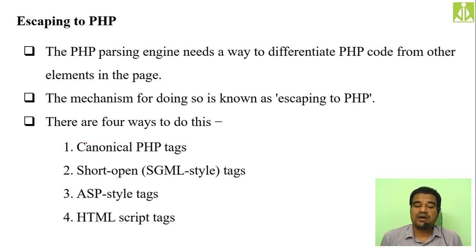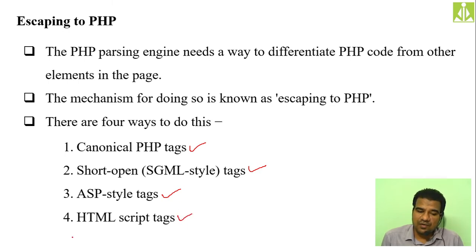The mechanism for doing so is known as escaping to PHP. That escaping we can do in four different ways. The first one is canonical PHP tags. The second one is short open tags. We also call them SGML tags. And there is another way, the third way, ASP, active server pages style tags, and the final one, HTML script tag.